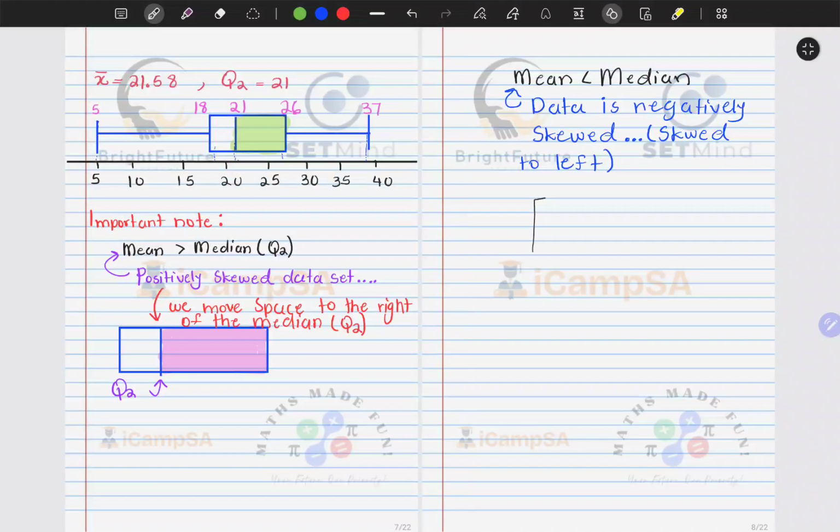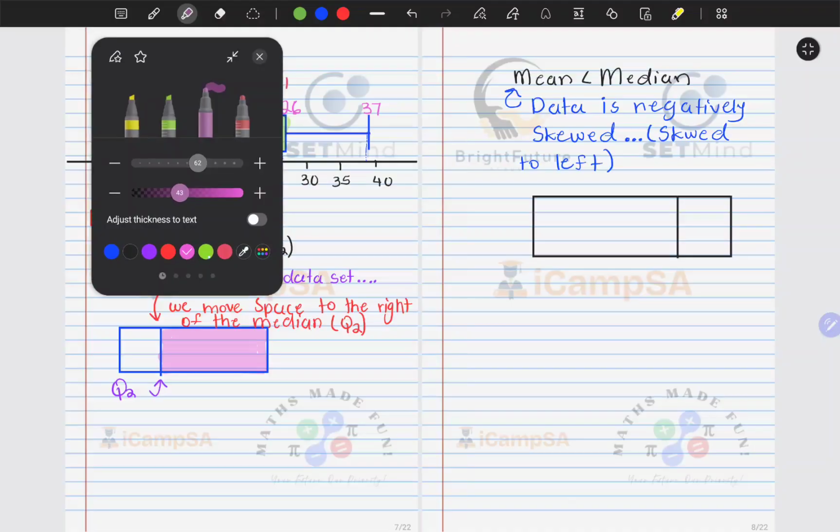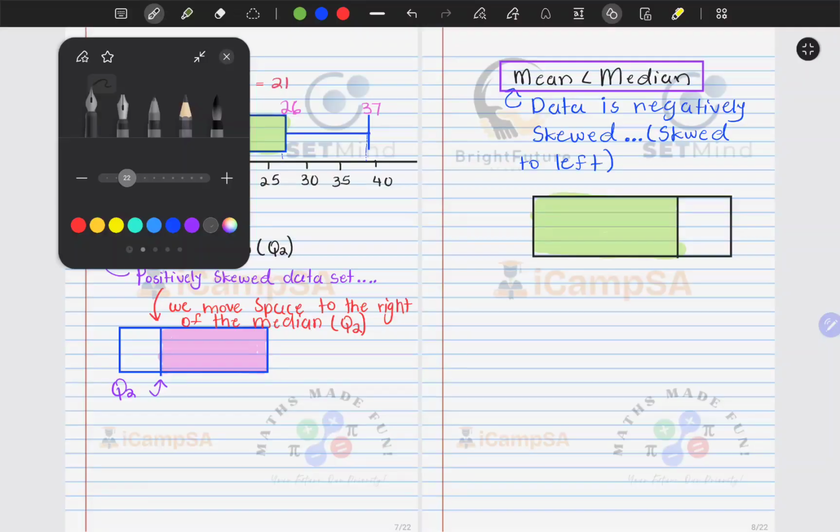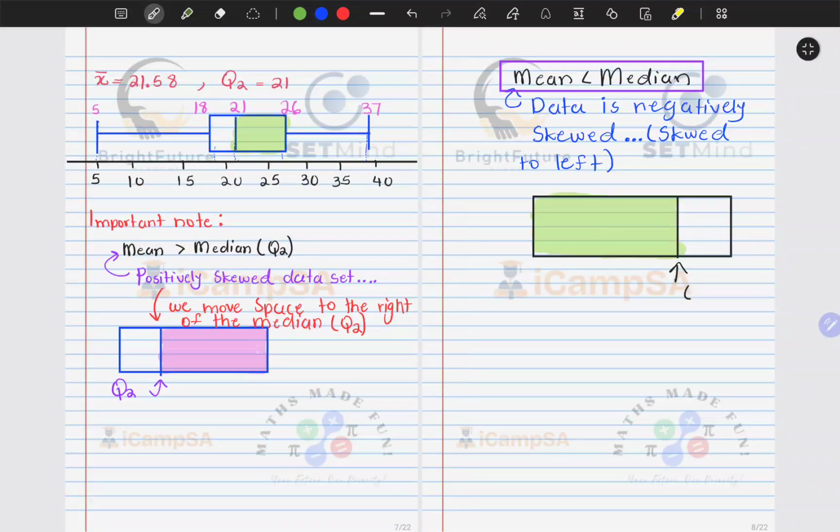How is that going to look? It's going to look something like this. We are going to have our median here, and look at the space that we have to the left of the median. It's a lot of space, guys. That is how we have a data set that is skewed to the left. This is when our mean is less than our median. Very important, so please do make sure that you guys understand this.